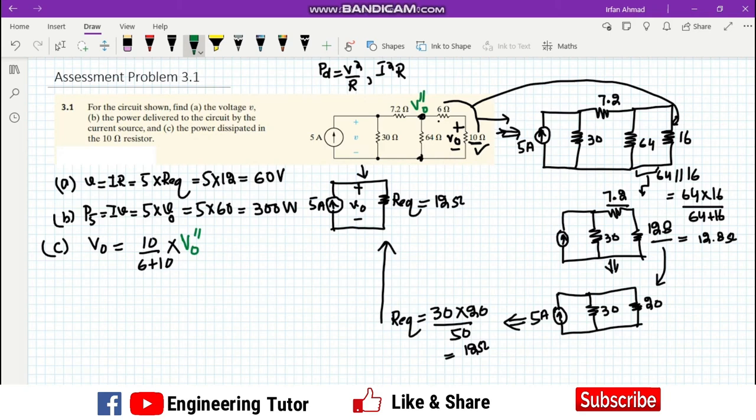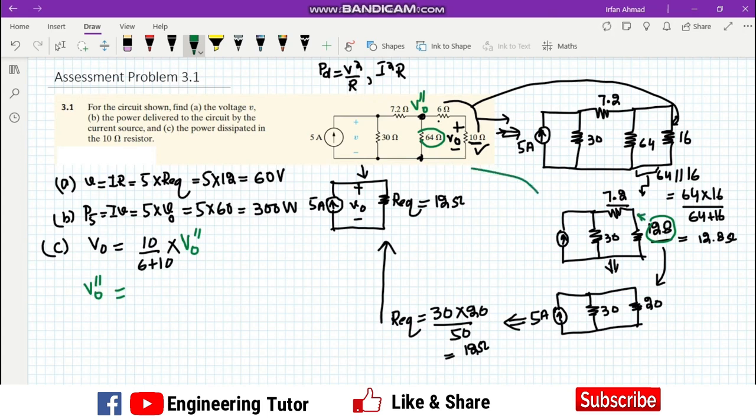We have to find the value of V naught double prime, but the hurdle now is that we don't know it. So first of all, we have to find out V naught double prime. This resistance is not that 64, this is the equivalent resistance of the overall. The equivalent resistance of this overall is now 12.8, and this is now 7.2.